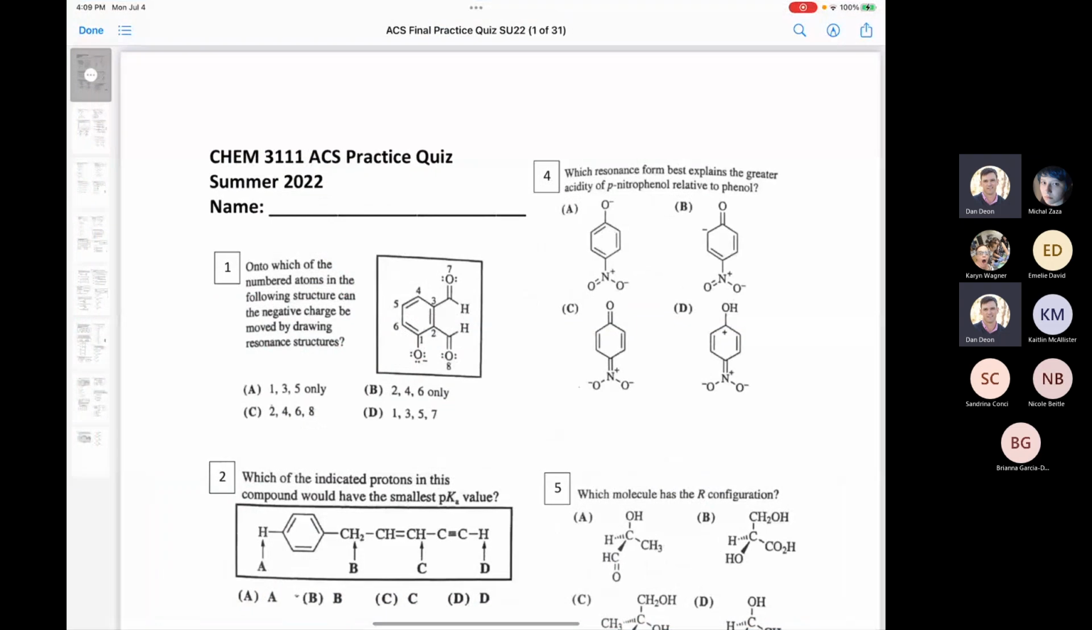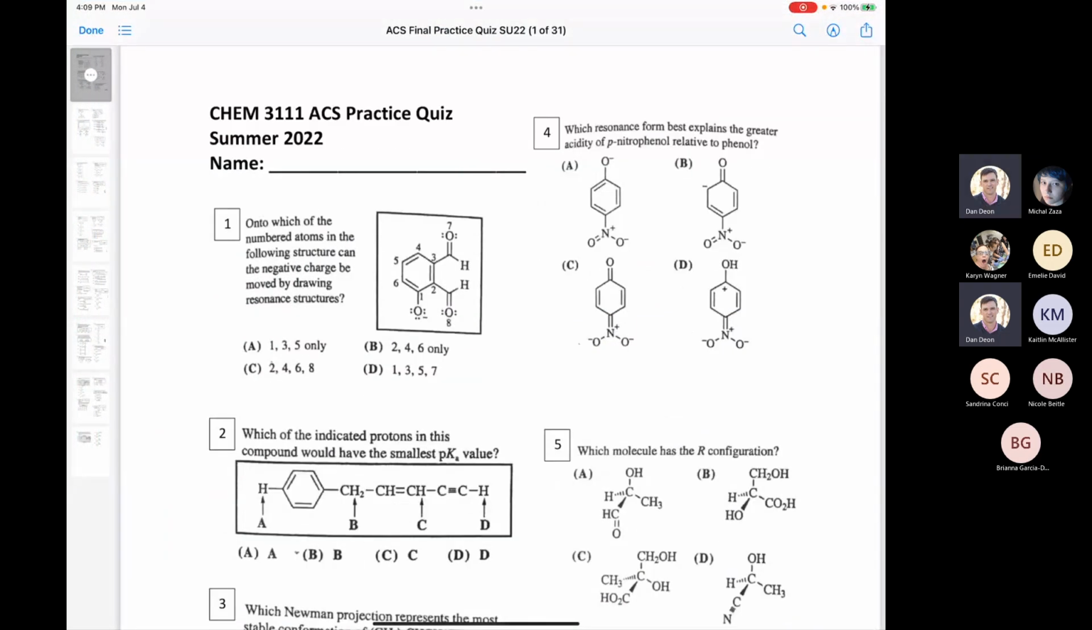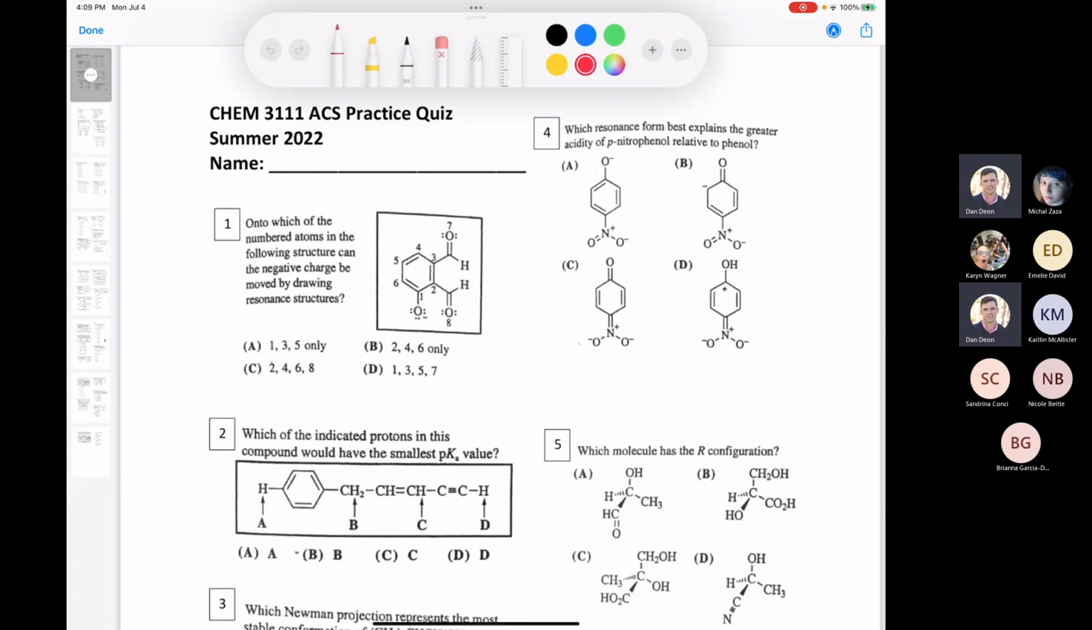We're going to take a look at this practice quiz. And this is just some questions that I chose from the ACS study guide. I thought it was a pretty good smattering of questions just to kind of review some of the concepts that you learned in Organic Chemistry 2 and Organic Chemistry 1.